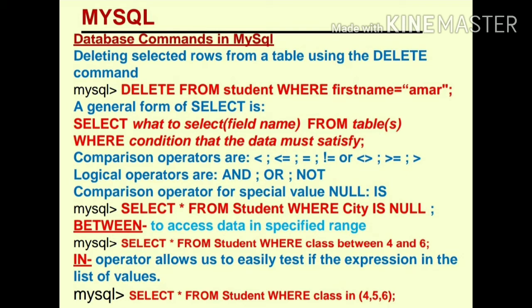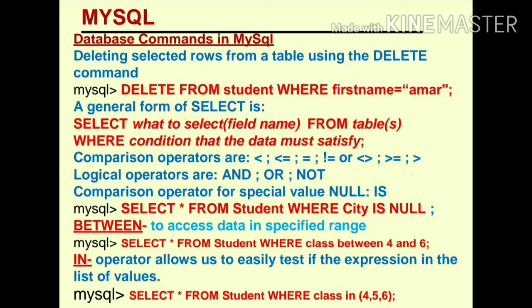Next is in. In is used if you want to give different values in the form of a list. For example, if you want to write select star from student where class equals to 4 or class equals to 5 or class equals to 6, you have to write the or logical operator again and again. Instead of that, you can use in. How? Select star from student where class in 4, 5, 6. So all the rows with class 4, 5 and 6 will come.